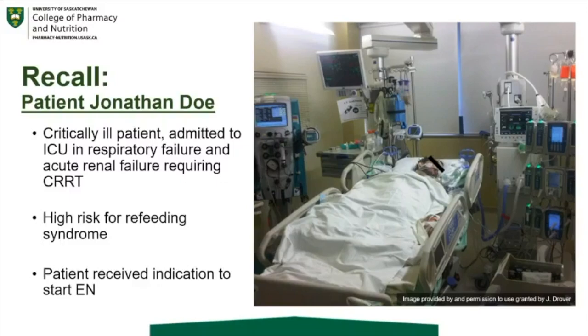We will start with a recall of our patient, Jonathan Doe. The patient is critically ill and was admitted in the ICU in respiratory failure and acute renal failure, requiring continuous renal replacement therapy. Enteral nutrition therapy is indicated, and this dietitian has been consulted by the physician or by self-referral to determine the EN prescription. Based on our nutritional assessment, we have determined that the patient is also at a high risk for developing refeeding syndrome.